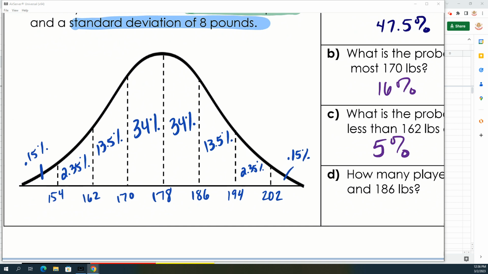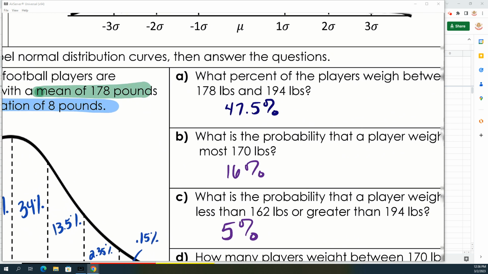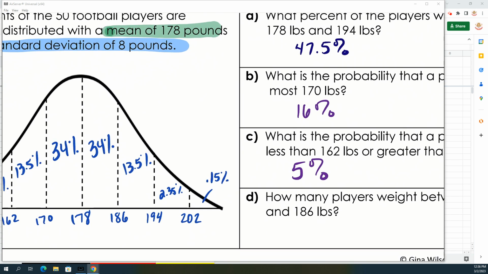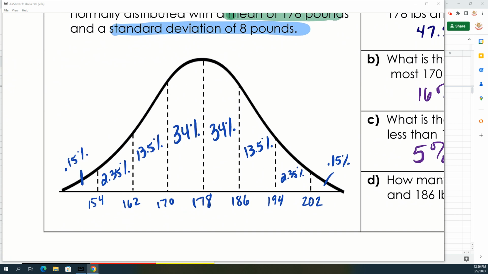How did you get the 47.5 again? Okay, so A was 178 to 194. So I went from the 178 line to the 194 line and I added those together. All right. Redo B? Okay. At most 170 means 170 or less. So it's these three added, should add together to be 16%. Unless I'm doing something wrong. I think I'm right. Okay. I thought you're adding like 34. Nope, it's on the wrong side of the line.